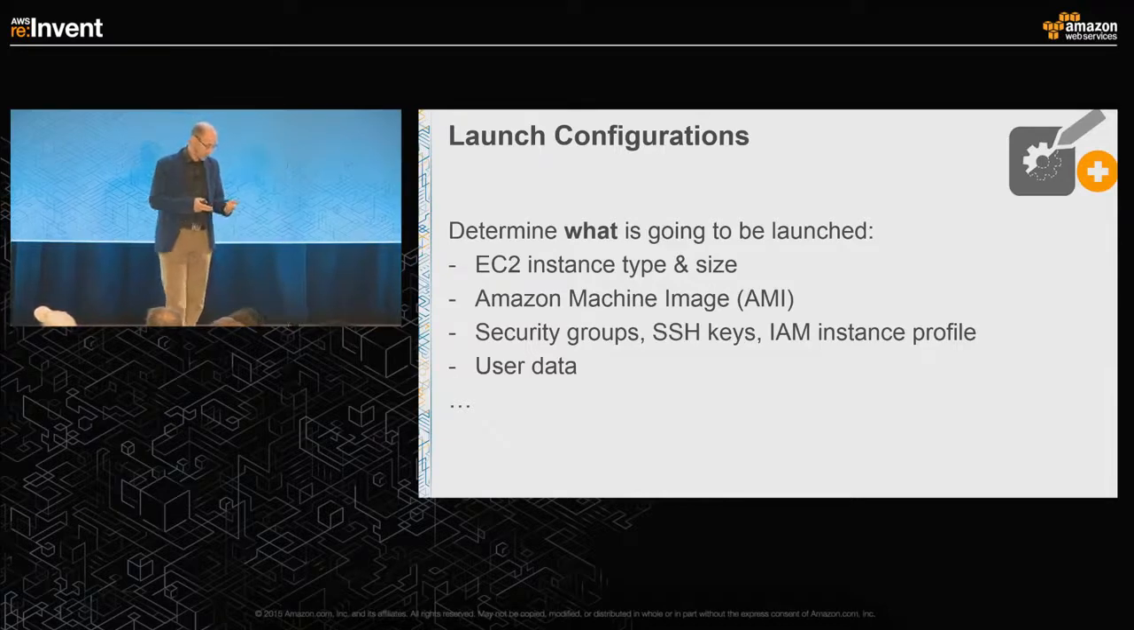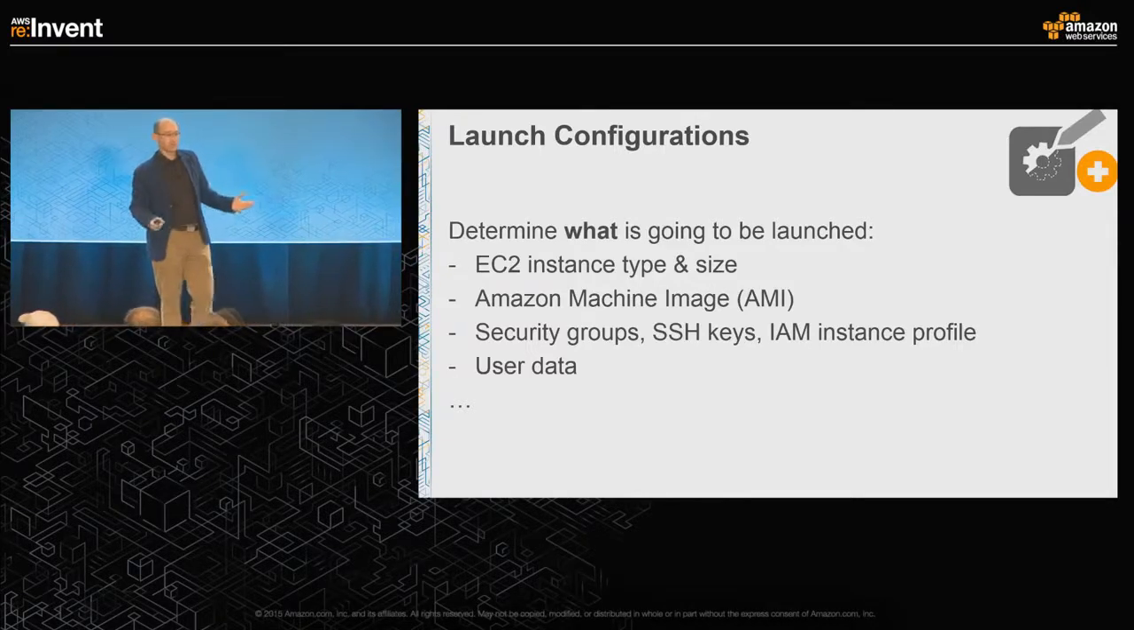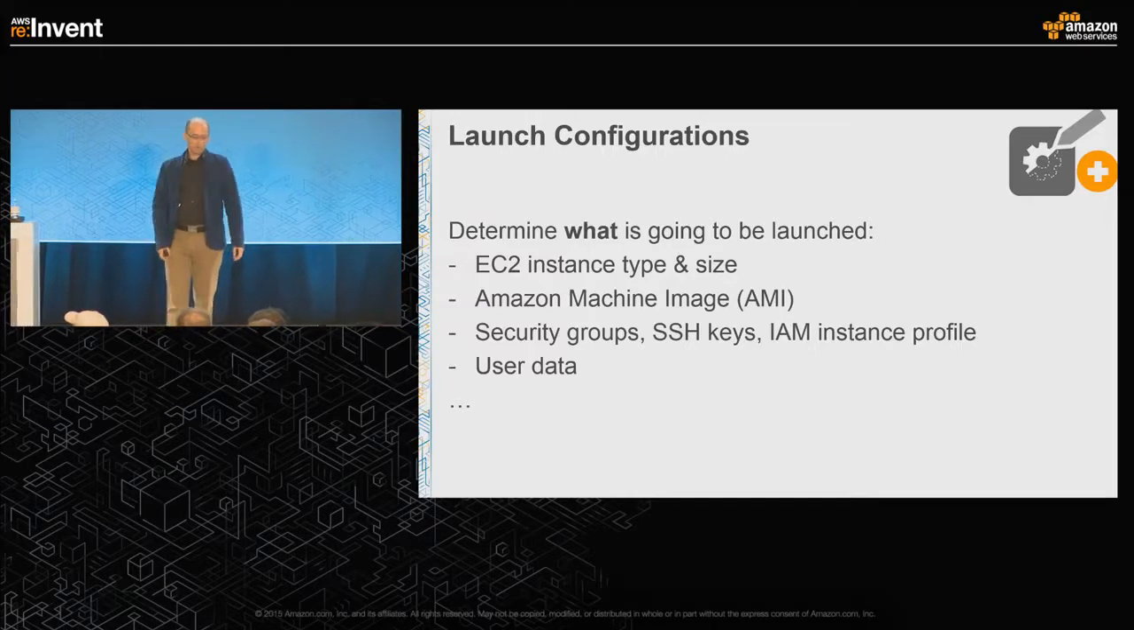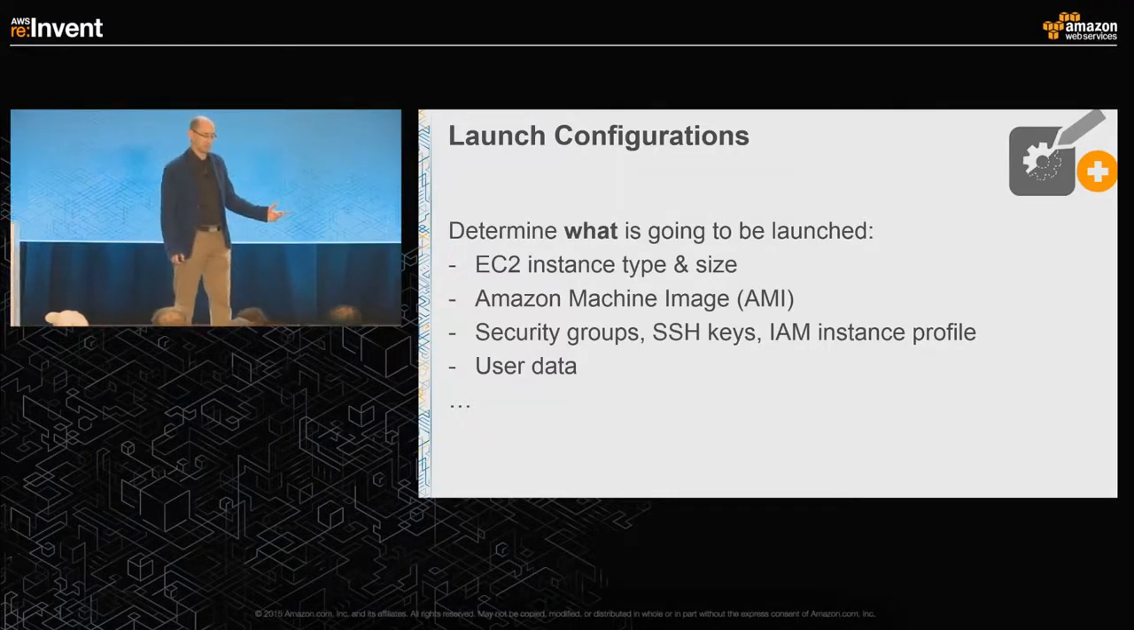And then, of course, all various security settings, security groups, be it in EC2 Classic or in VPC, the SSH keys, the IAM instance profile, and a couple of other things. Basically, everything you need to launch an EC2 instance needs to go into that launch configuration, except for the AZ or subnet, because that's something that the autoscaling group will decide for you, depending on where the capacity is needed most.